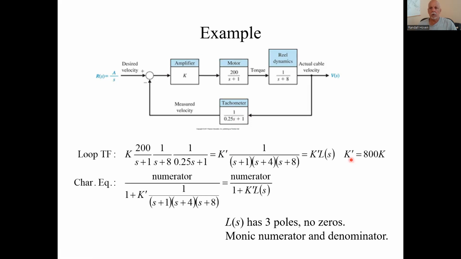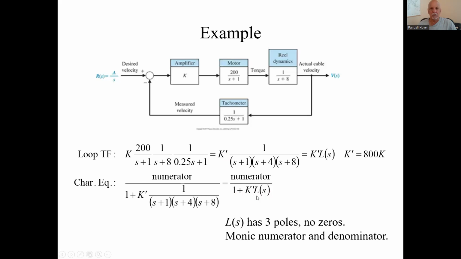I make K prime equal to 800K, where K is the parameter of interest here. And this would be my L, and it's monic numerator and monic denominator. K prime here is going to be the root locus K. And here's the characteristic equation. Here's the denominator. Well, this isn't the characteristic equation. This is the closed loop transfer function.